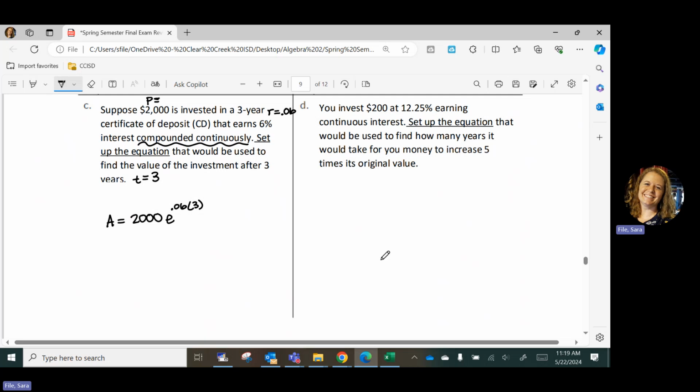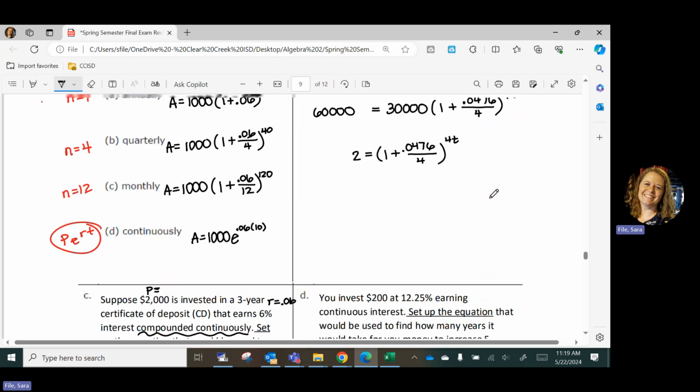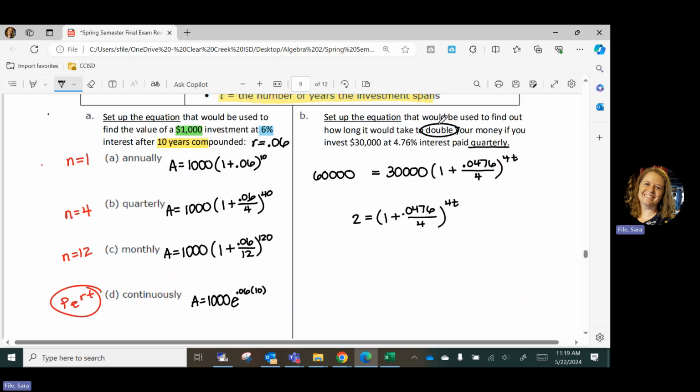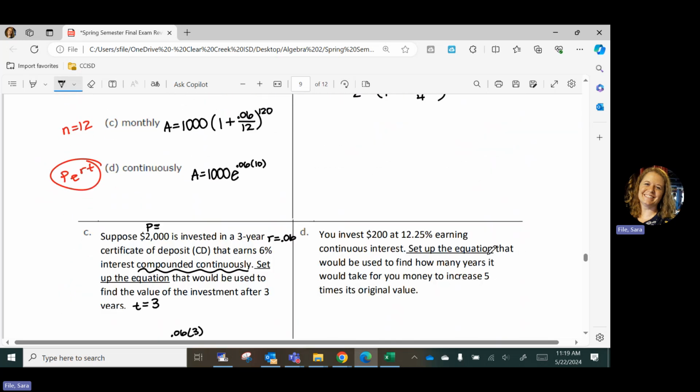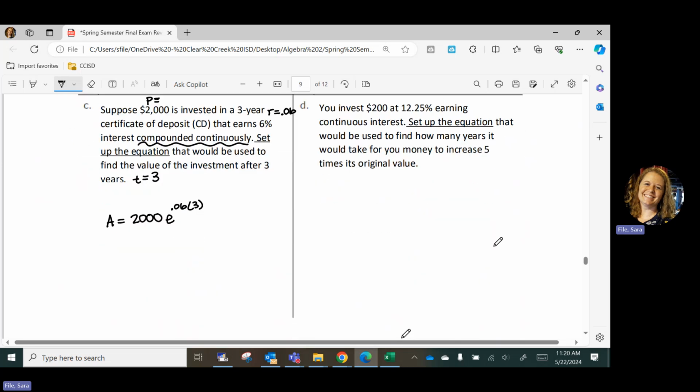D says you invest $200 at 12.25% earning continuous interest. That's a huge return. I wish that existed. Set up the equation that could be used to find how many years it would take for your money to increase 5 times its original value. So same concept here. We were looking for it to double, and so it ended up being a 2 equals. If we're looking for it to be 5 times, we're going to look for it to be 5 equals. But we'll start out with the numbers they gave us.